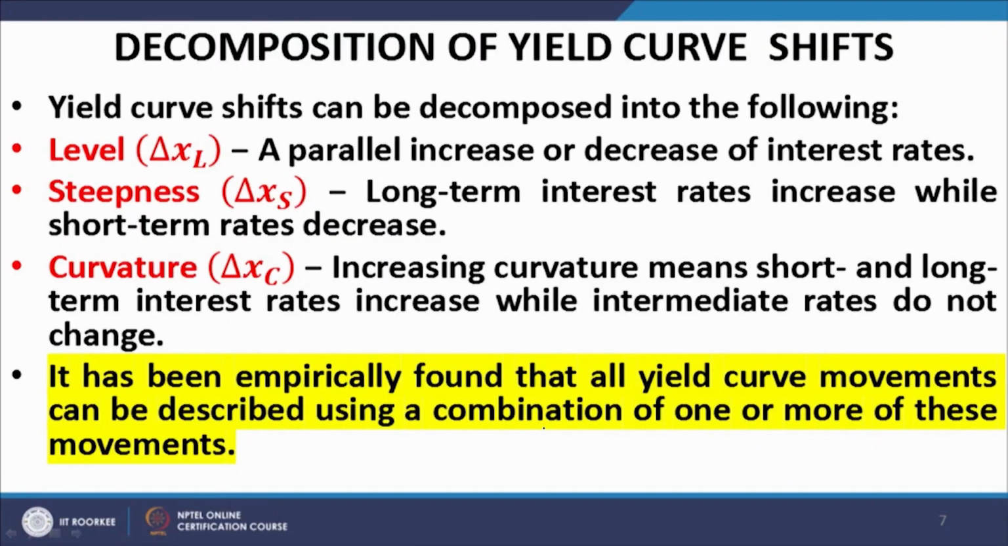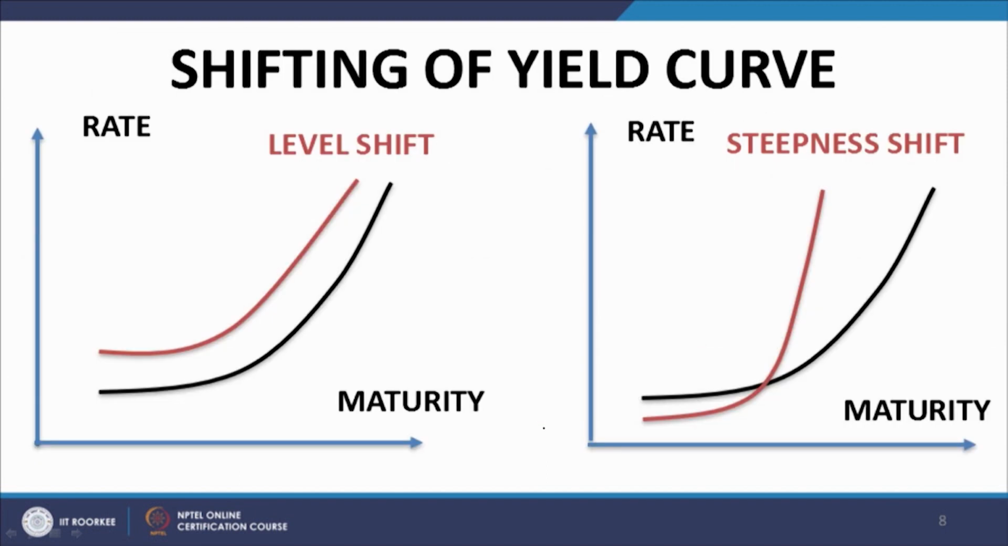Now, based on empirical observations, the yield price movements can be broadly classified into three categories. We have the level shift, which is a parallel movement of the yield curve with respect to its original position. As you can see here in the first diagram in the left hand panel, this is a level shift. The brown curve is the shifted curve from the other curve, and you can see that the shift has taken place parallel to itself. You can see here this is the magnitude by which the interest rates have changed across the entire shift process. So, this is a parallel shift, this is called a level shift.